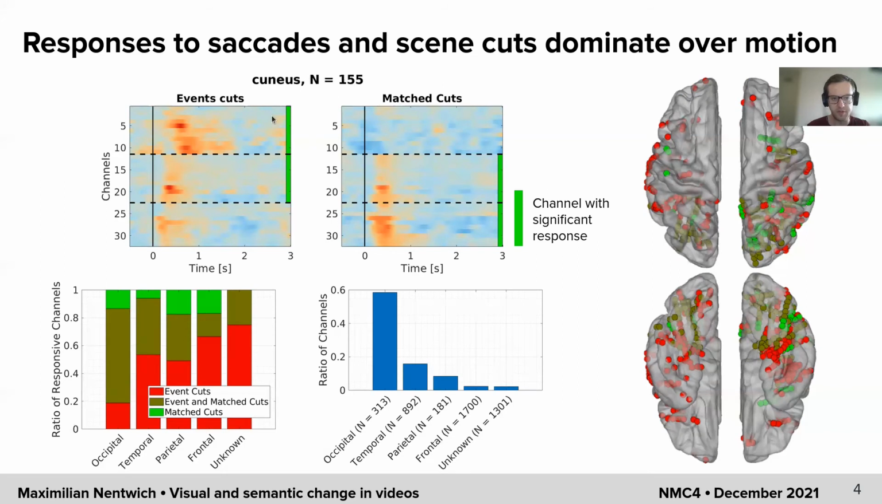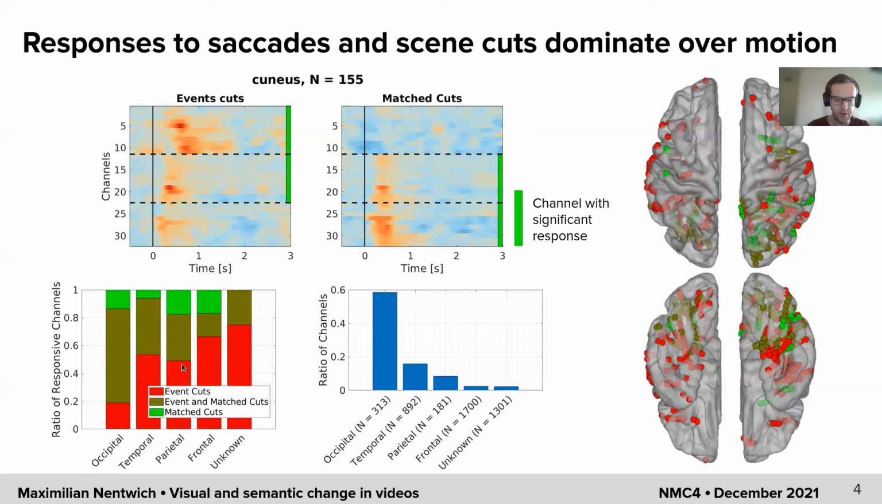Again, on the example of the cuneus, we find groups of channels that respond only to event cuts but not to match cuts, other channels that respond only to match cuts but are not significantly responding to event cuts, and some channels that have significant responses to both types of cuts. We have a high share of electrodes responding in the occipital lobe. Similar to the last result, these channels respond indiscriminately to event and match cuts, as shown here also by channels with this brown color.